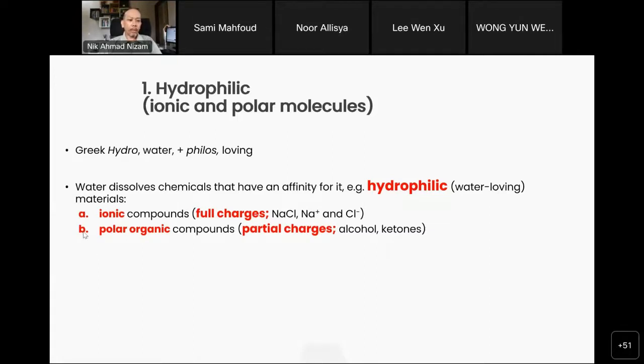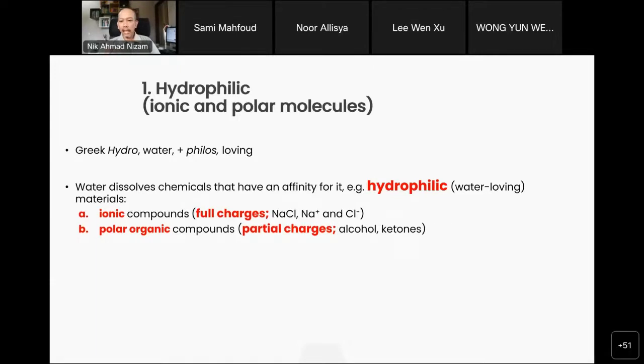And the other is polar organic compounds, which have partial charges, same as water. Alcohol also contains delta negative and delta positive. Ketone contains a C double bond O, or carbonyl group, and it also has delta positive and delta negative. So the ionic compound sodium chloride is hydrophilic. Polar organic compounds such as alcohol and ketone are also hydrophilic, because water is polar and these organic compounds are polar, so there is a polar interaction.